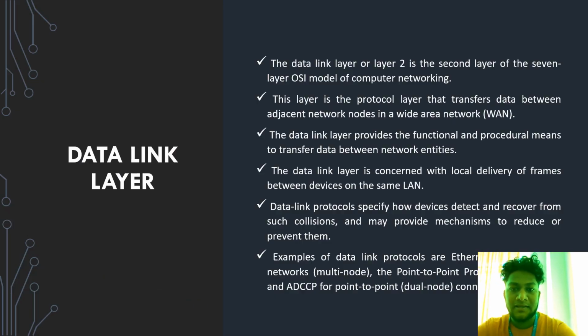What is the data link layer? The data link layer, or layer 2, is the second layer of the 7-layer OSI model of computer networking. This layer is the protocol layer that transfers data between adjacent network nodes in a wide area network. The data link layer provides the functional and procedural means to transfer data between network entities. The data link layer is concerned with local delivery of frames between devices on the same LAN. Data link protocols specify how devices detect and recover from such collisions and may provide mechanisms to reduce or prevent them.